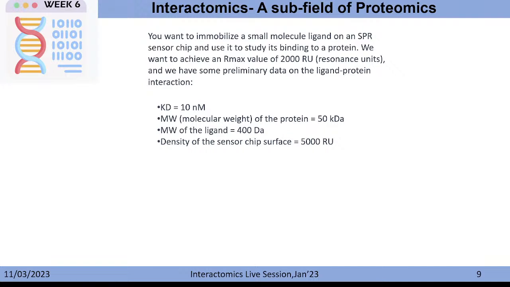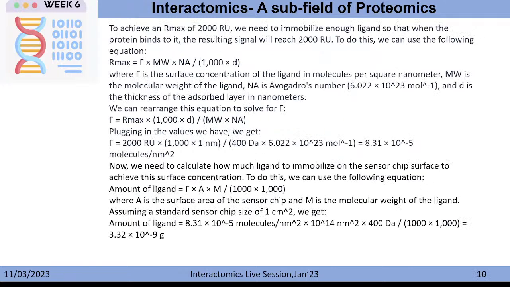Now, let us look at one question, one numerical based on that. If you want to immobilize a small molecule ligand on an SPR sensor chip and use it to study its binding to a protein, you want to achieve an Rmax value of 2000 RU, that is resonance units or response units, and we have some preliminary data. KD is 10 nanomolar, molecular weight of the protein is 50 kilodalton, molecular weight of the ligand is 400 dalton, and the density of the sensor chip surface is 5000 RU. So what is that?